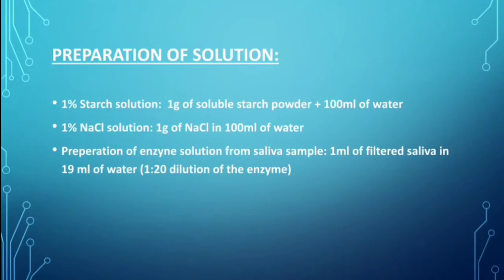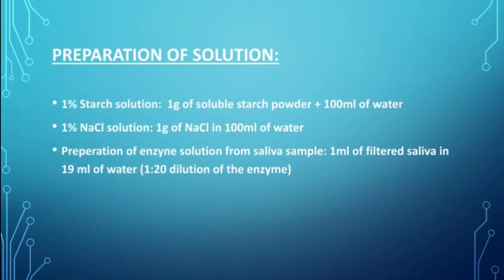The next thing is the preparation of solution. We have to prepare three different solutions for this practical. First solution is the 1% starch solution. To make this solution, we have to take 1 gram of soluble starch and dissolve it in 100 ml of water. Then 1% NaCl solution. We have to dissolve 1 gram of NaCl into 100 ml of water.